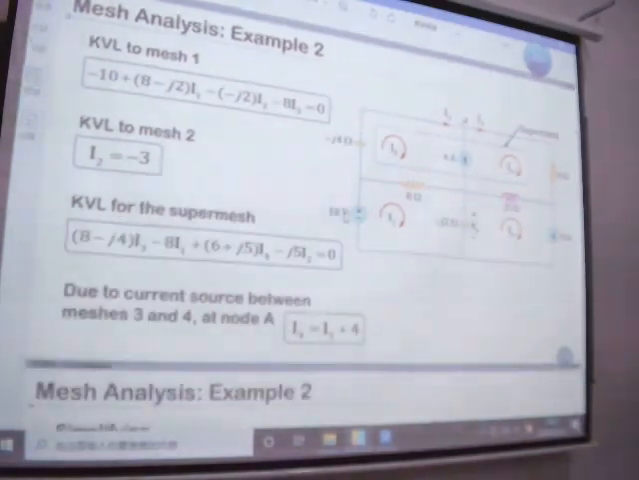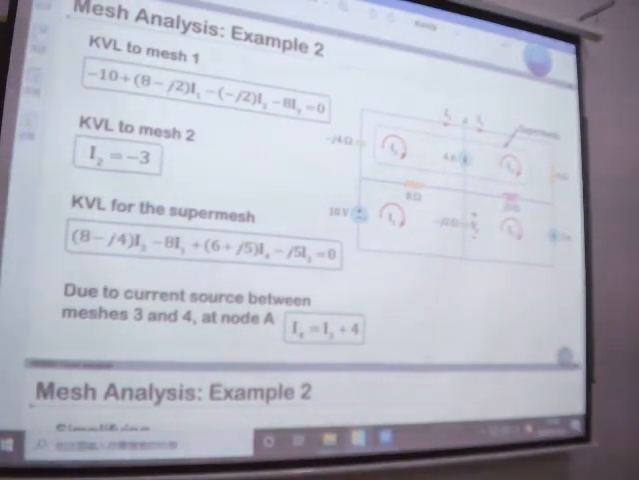Okay, now we are going to see the result of example 2. For this example, the 4 ampere is a joint branch of mesh 3 and mesh 4. For this type of element, we can say this loop is a super mesh. So now we just write out 3 equations, one for super mesh, one for loop 1 and one for loop 2.